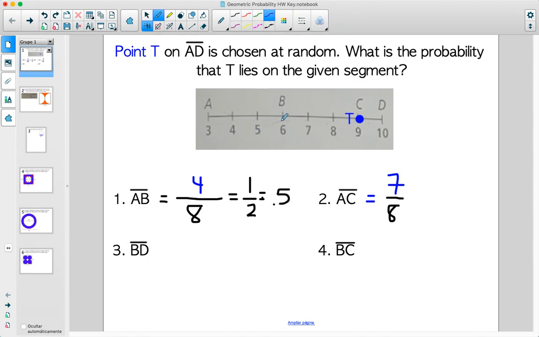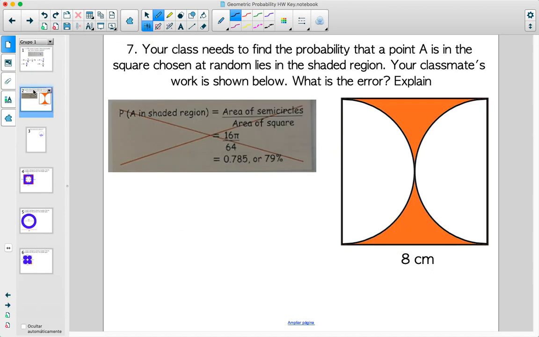Okay, number 3, we're moving a little bit quickly here. BD. So B all the way to D. Let's see, 1, 2, 3, 4, 5. So that's going to be 5 over 8. And of course, you can look at the decimal form of that, but I'm just going to leave it as a fraction. All right, the last one, BC, the probability that point T is on BC. So BC is 1, 2, 3, 4. 4 over 8. And that's, again, a half. And we are done with this one. Pretty straightforward.